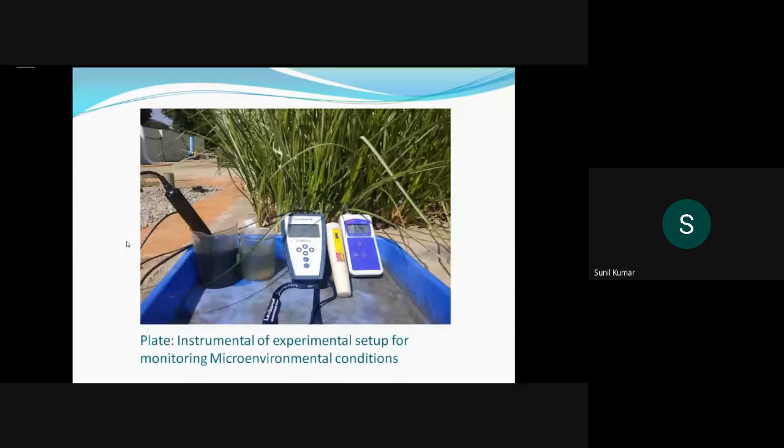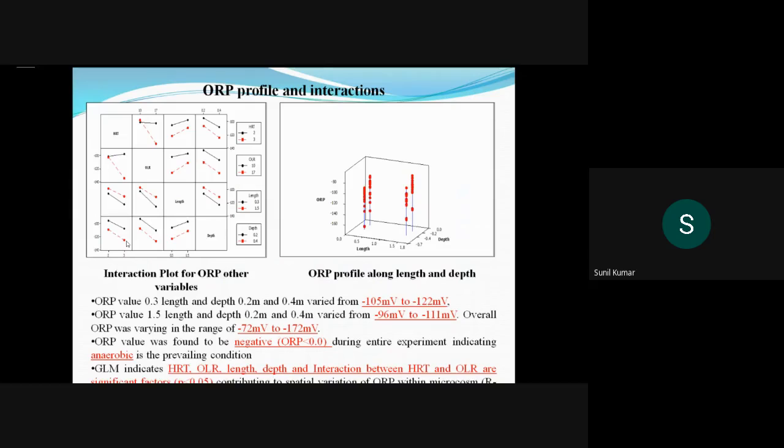So these are the meters. The pH meter is there, conductivity meter is there, ORP meter is there. These are directly on-site measurements. Generally, samples will be taken and measured at the laboratory. These are electronic instruments available for on-site measurement. So we have plotted the profile, showing the interaction among all these parameters, and how the changes are happening along the length and along the width, which is measured in terms of the ORP value.